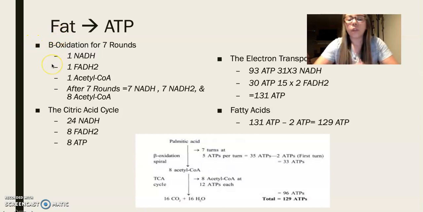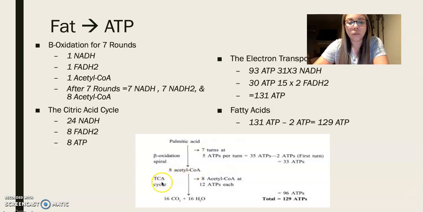Fat. Fat is going to be in our beta oxidation, the citric acid cycle, the electron transport chain, and fatty acids. In the beta oxidation, there'll be 7 rounds. You start off with 1 NADH, 1 FADH2, and 1 acetyl CoA. Once you get through 7 rounds of that, you end up with 7 NADH, 7 FADH2, and 8 acetyl CoAs. You can see here the palmitic acid where it shows the beta oxidation, 7 turns. You start here. Then we move down to the 8 acetyl CoAs.